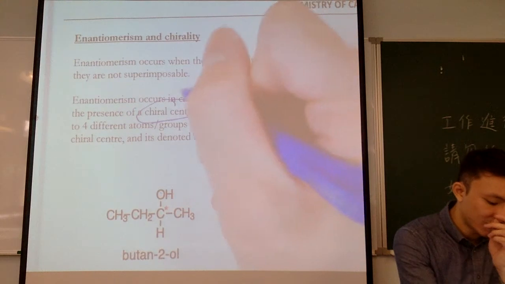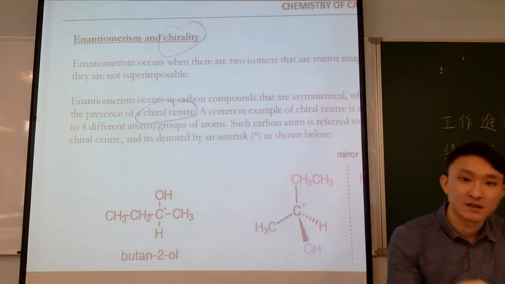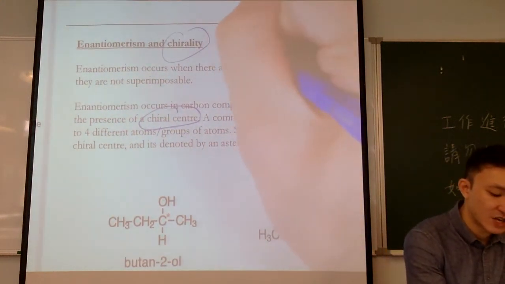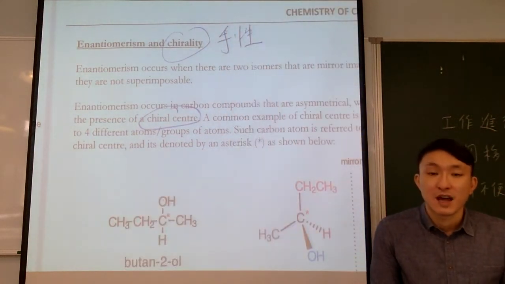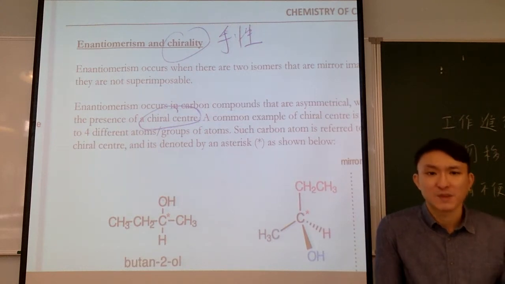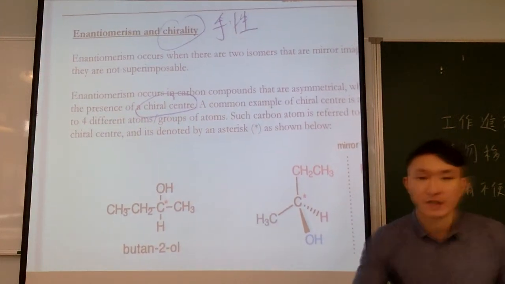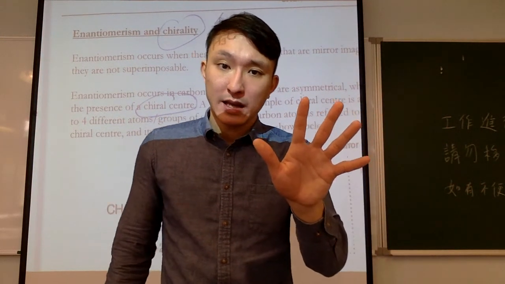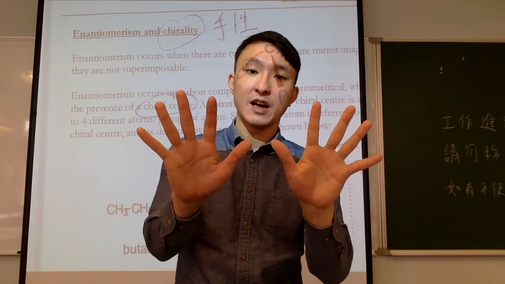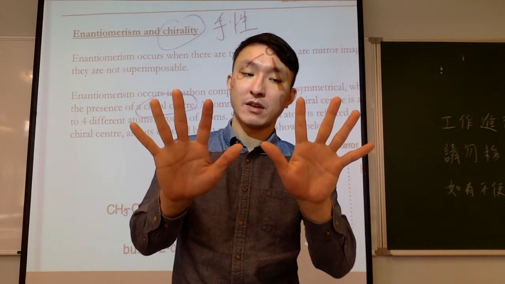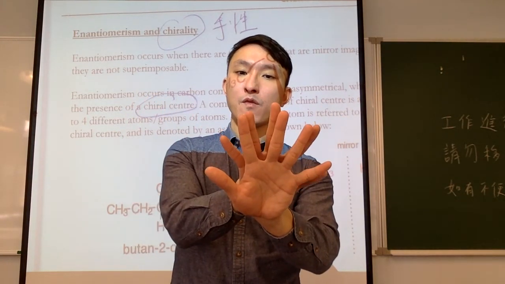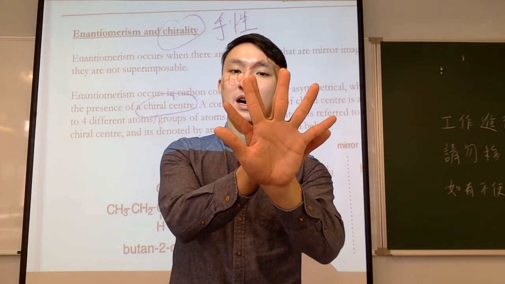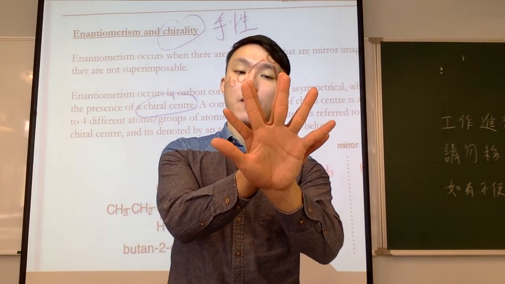Chiral center. Now, chirality, in Chinese, it means this one. That means a property of hand. Now, what do you mean by property of hand? If you notice your hand over here, actually, your hand is asymmetrical. Both of your hands are asymmetrical. So that means they are not superimposable from one another. So you see, when I try to overlap one another, they are not completely overlapping one another.